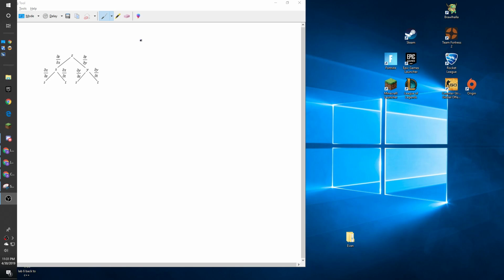So this is the chain rule. Basically, what's happening here is, let's say I have z as a function of x and y, but x is a function of s and t, and y is a function of s and t too. So if I want to find dz/ds, I want the s variable.